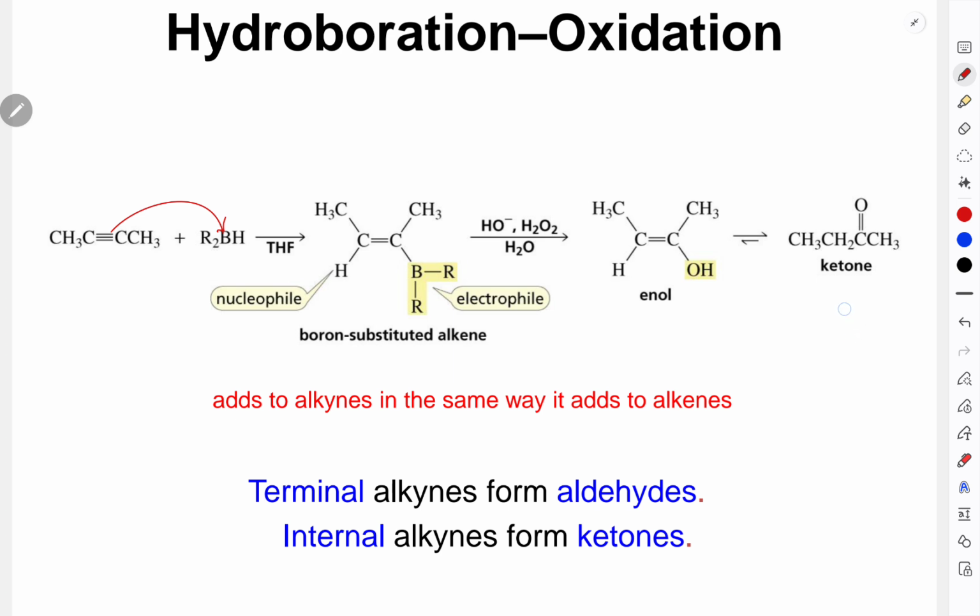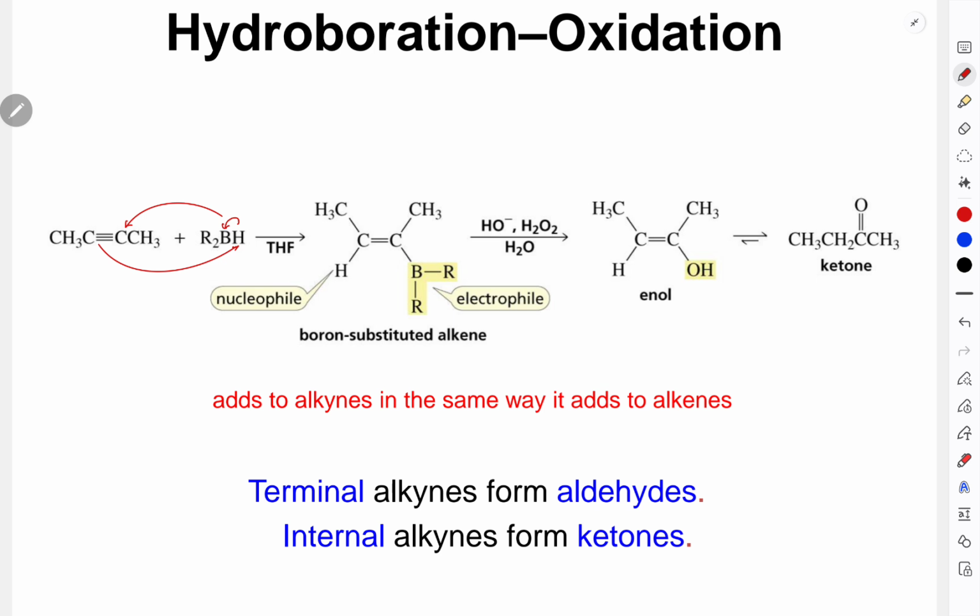And then the oxidation process, the second step, will give you an enol. So you probably recall that if you're running the same reaction with alkene, then you are getting the single bond between these carbons, and oxidation, the second step, will give you this alcohol. That was the hydroboration of alkene.